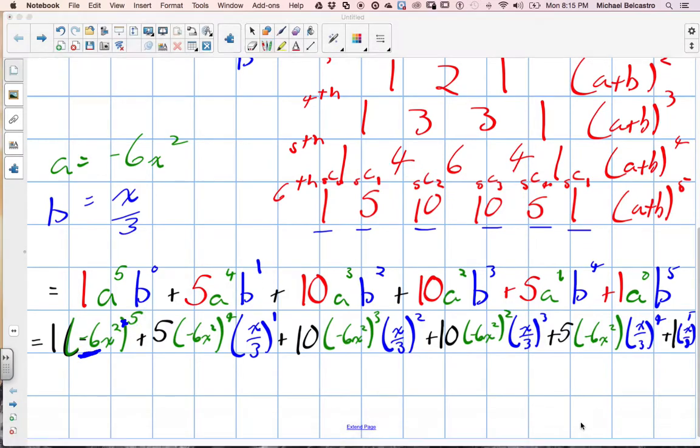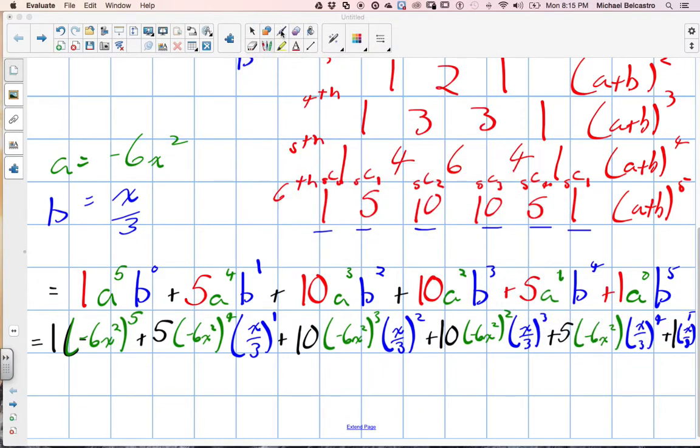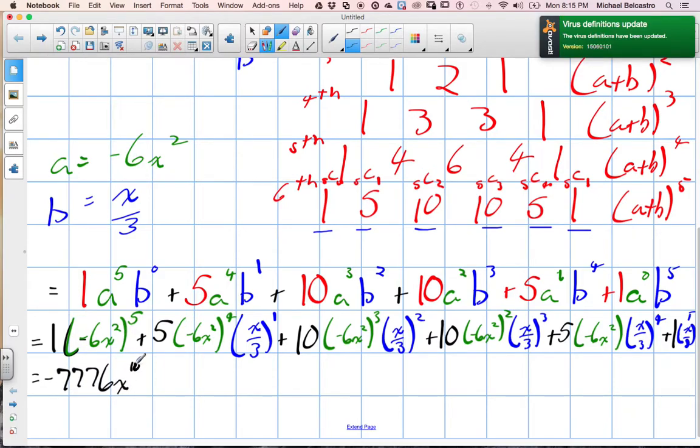And that's going to be a relatively big number, so we're going to use a calculator here. We're going to have our negative 6, I don't know if I have to put it in brackets here, I might. Negative 6 to the power of 5. Okay, so this first term is actually going to be negative 7,776 x to the power of 10. Okay, so there's our first term. We've checked it off.